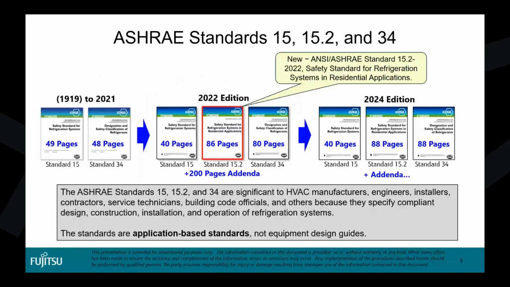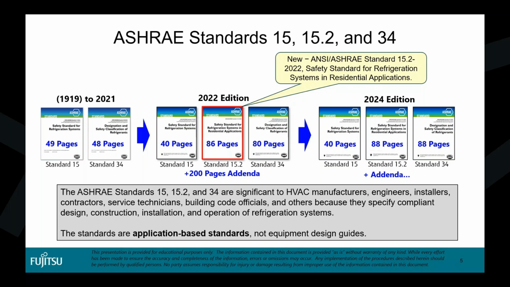So we talk about three standards. For 100 years or so, from 1919 to 3-4 years ago, it was only two standards, standard 15 and standard 34. Then in 2022, ASHRAE did a major overhaul of these and came out with a separate standard for residential. That's called 15.2. It's 86 pages. So then we had a total of 200 pages of standards plus another 200 pages of addenda. I'm coming back to addenda, but they are very important in this. We're going to see that in a few slides.